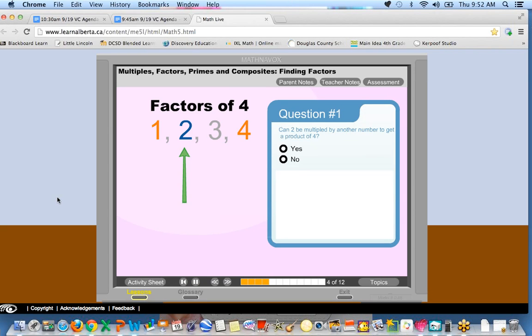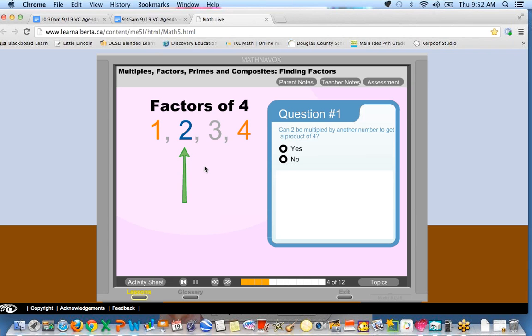Can 2 be multiplied by another number to get a product of 4? Click on the circle next to your choice of answer. All right, guys. Can we multiply 2 by any number and end up with a product or answer of 4? What do you think? Go ahead and type into the chat. Yes, no, and maybe what I would multiply 2 by. Okay.